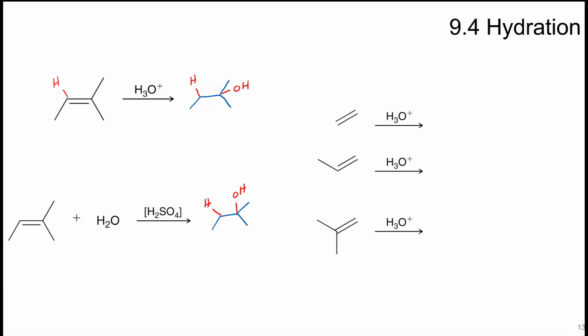When you do a hydration, more substituted alkenes will react more quickly than less substituted. Hydrating ethene is slow. Propene is 10 to the 6 times faster than ethene, and 2-methylpropene, which creates a tertiary alcohol, is 10 to the 11 times quicker than ethene.